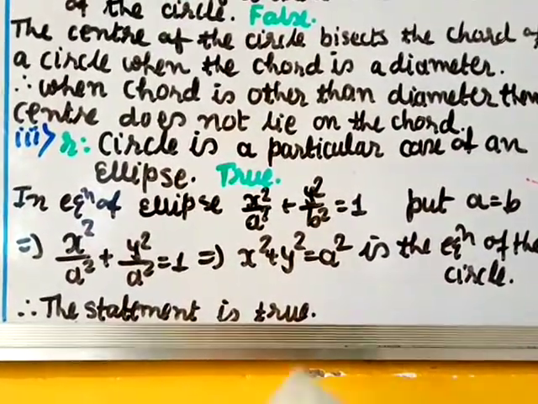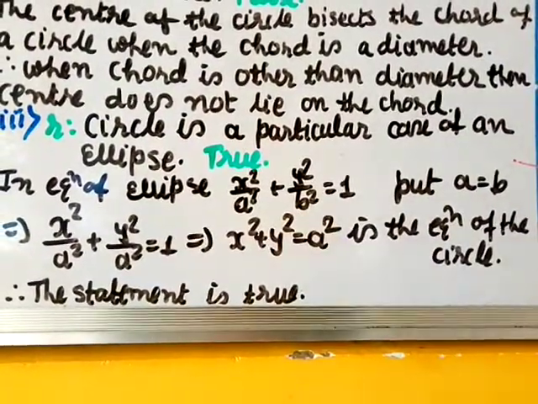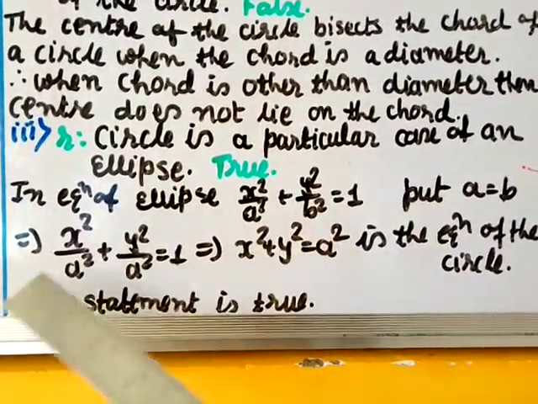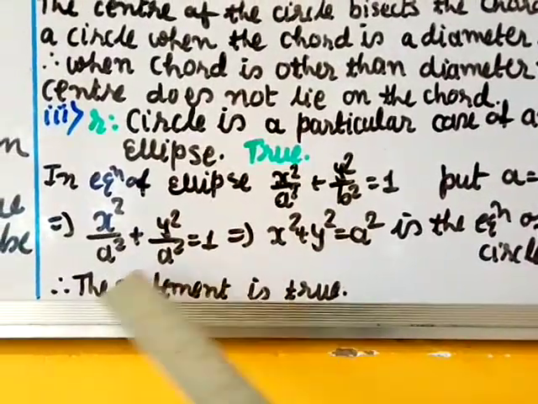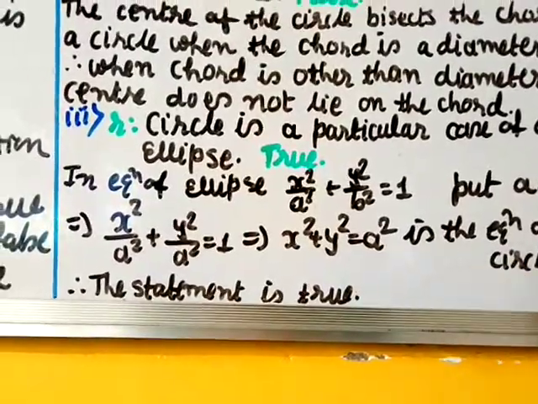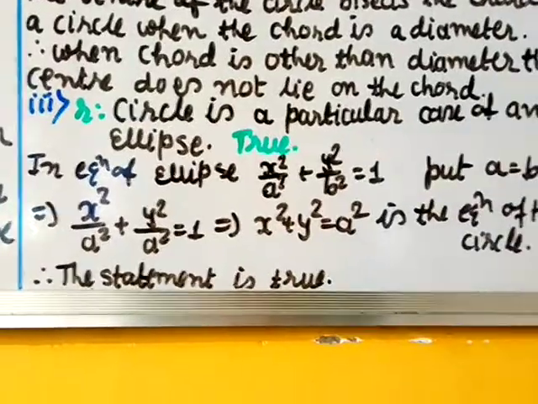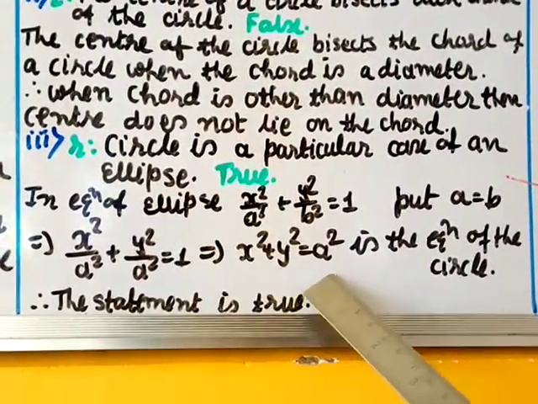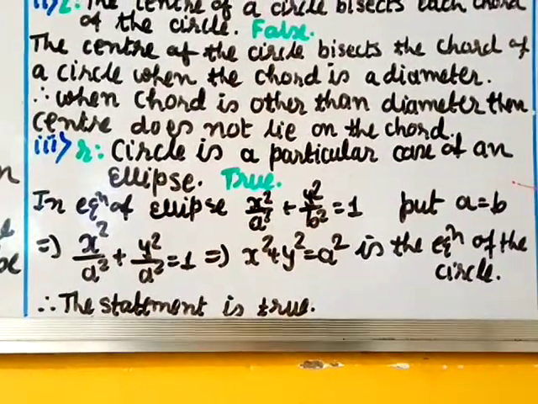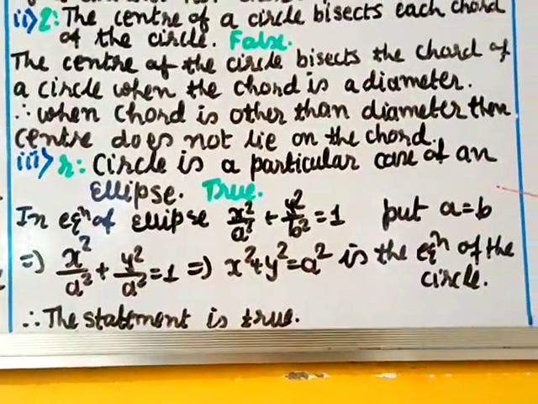Now suppose we put a is equal to b. I will put here b equal to a, as we are considering a particular case. So you get x square by a square plus y square by a square is equal to 1. This a square can be transferred over here, so you get x square plus y square is equal to a square, and this is the equation of the circle whose radius is a and whose center is 0, 0. Therefore, we can say the statement is true. The circle is a particular case of an ellipse, and that is a true statement.